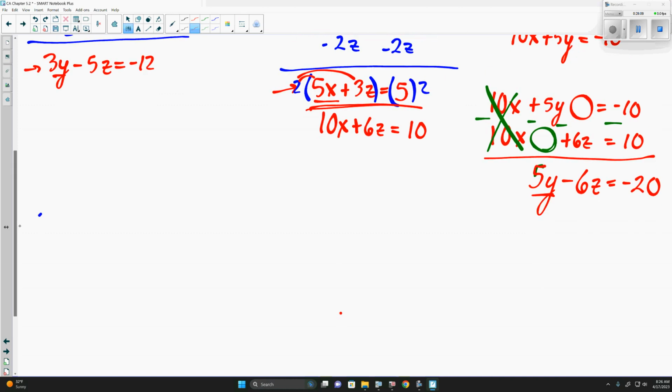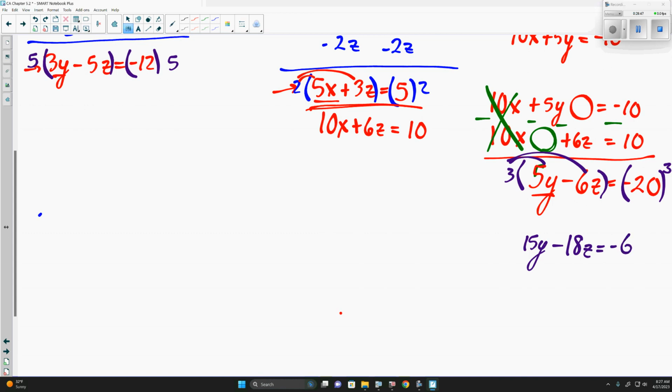Well, luckily, in this case, the number we need to multiply both of them by is kind of the number that's already given to us, because the first number that 3 and 5 both go into that we can make the same is 15, which just means we multiply this entire equation by 5, and we multiply this entire equation by 3. And for us here, distributing the 3 times 5y is 15y. 3 times 6z is 18z. And negative 20 times 3 is negative 60.